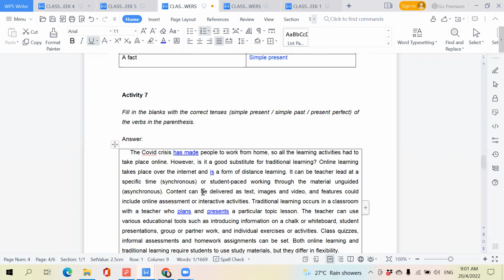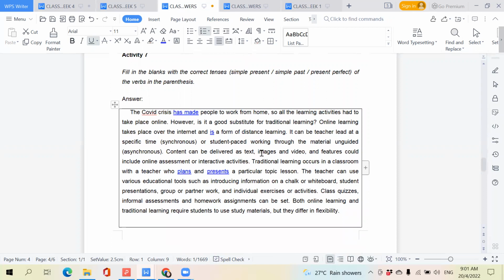Okay, content can be delivered as text, images, and video. And features could include online assessment or interactive activities. Traditional learning occurs in a classroom with a teacher who plans and presents.